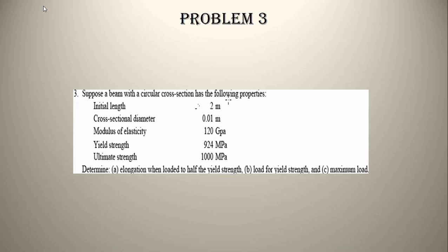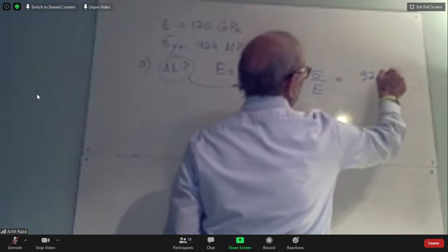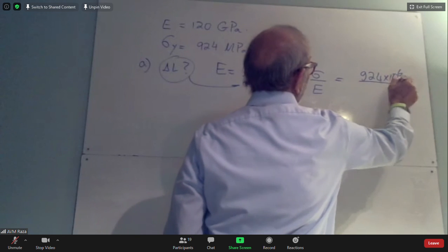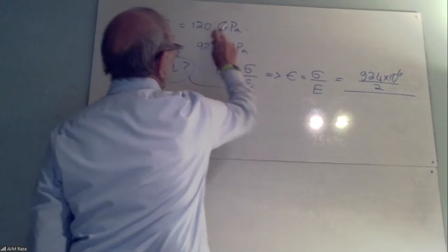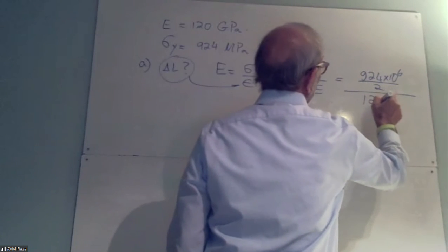What is the sigma for this? He's asking you to find elongation when loaded to half the yield strength. So yield strength is 924, and if sigma is half of that, therefore sigma is 924 times 10 to the 6 divided by 2, and all divided by E. E is given as 120 gigapascal.